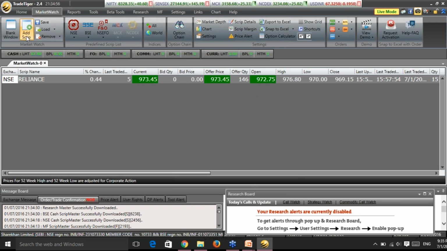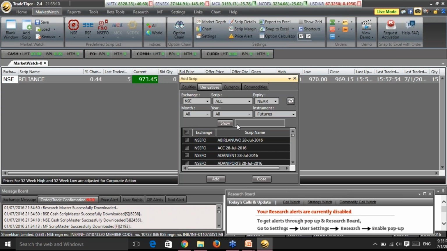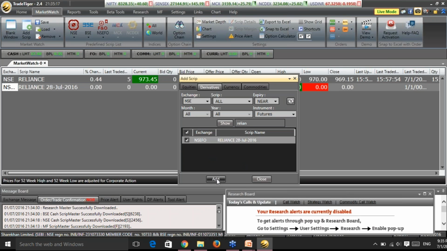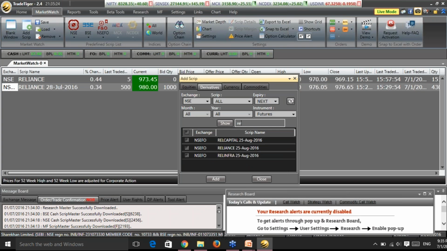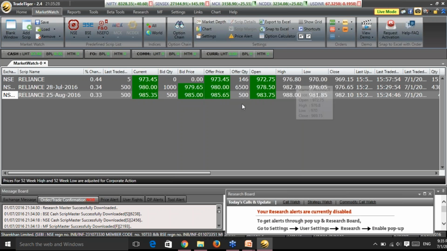Okay. Now I'll add a derivative contract of Reliance. So I want to take the near one, and then I'll go for futures and go for Reliance. So this is Reliance 28 July. This is 1 month. And if I want to take the next month, I can go for the next month also. So this is the August one. We know that we have multiple expiry days for the same contract.